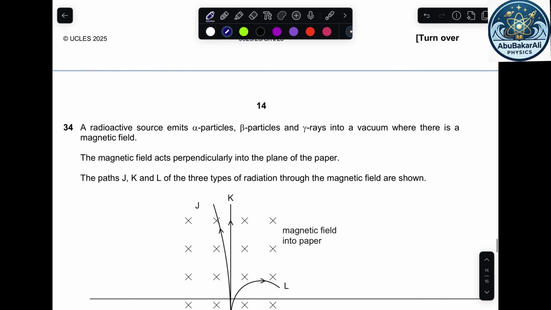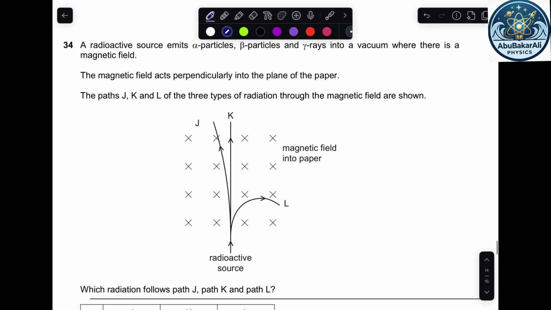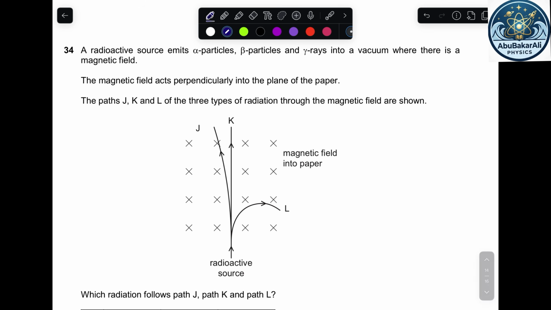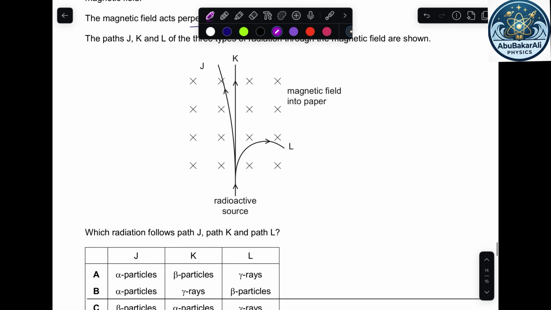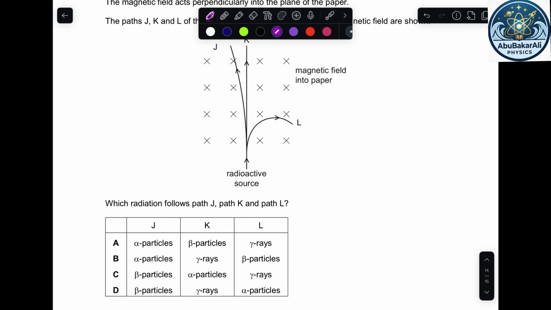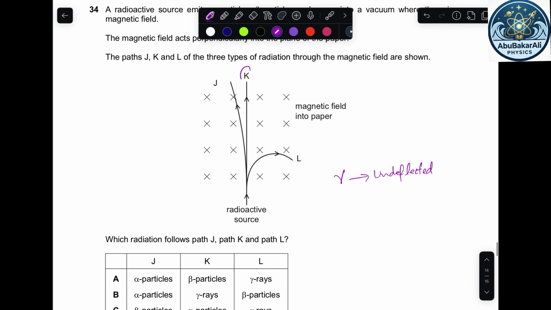For question 34, a radioactive source emits alpha, beta, and gamma into a vacuum where there is a magnetic field. The magnetic field acts perpendicularly into the plane of the paper. The paths J, K, and L of the three types of radiation through the magnetic field are shown. Which radiation follows path J, K, and L? What we know is gamma will move undeflected because it is uncharged. So this is gamma for sure.